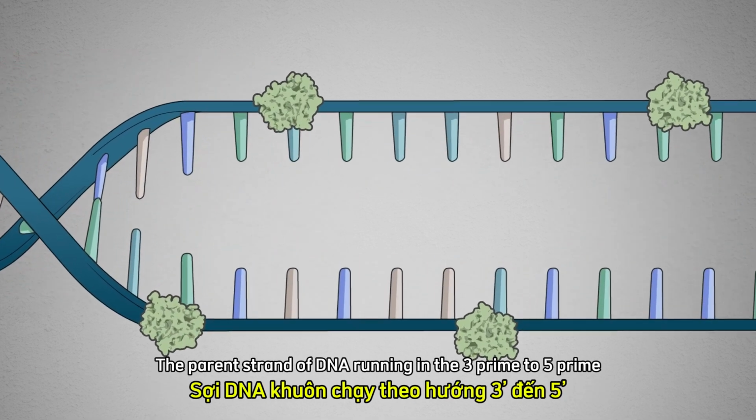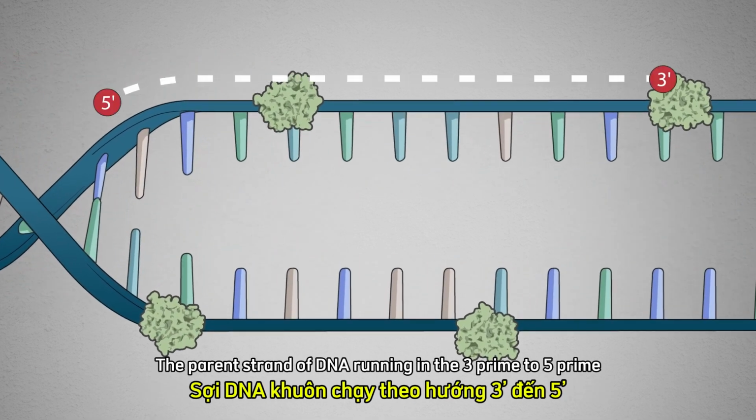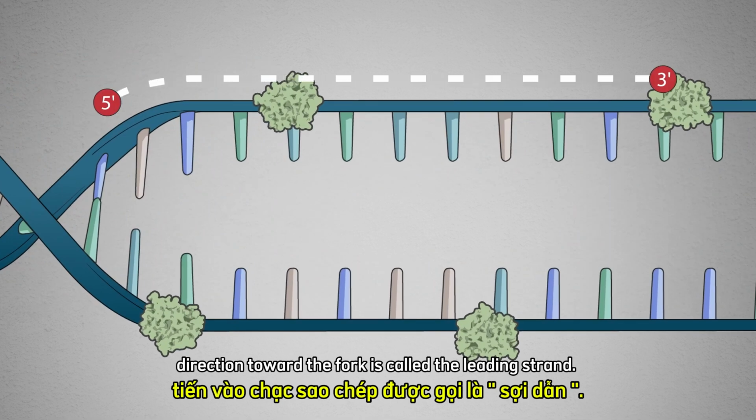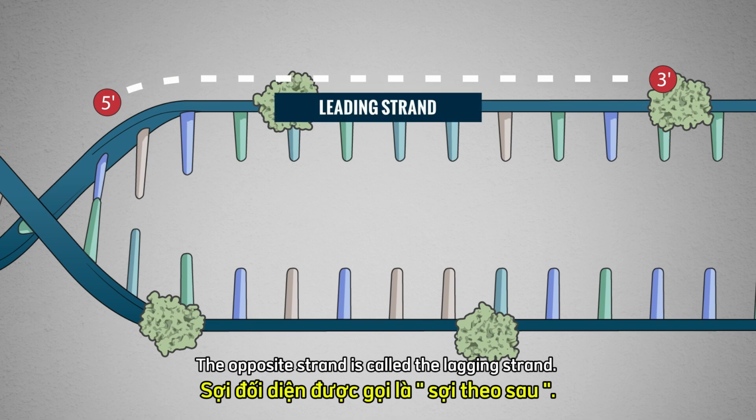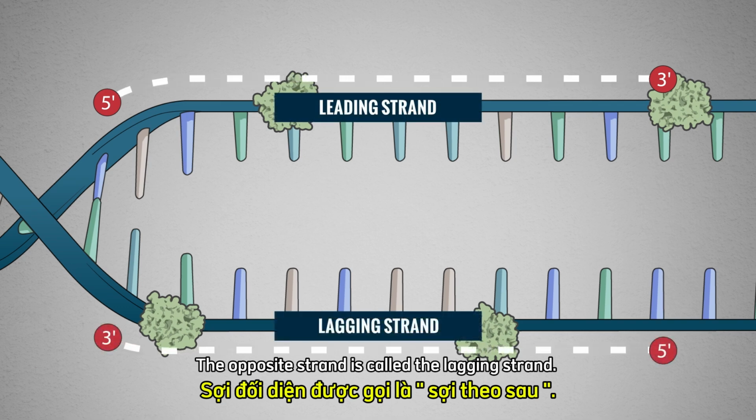The parent strand of DNA running in the 3' to 5' direction toward the fork is called the leading strand. The opposite strand is called the lagging strand.